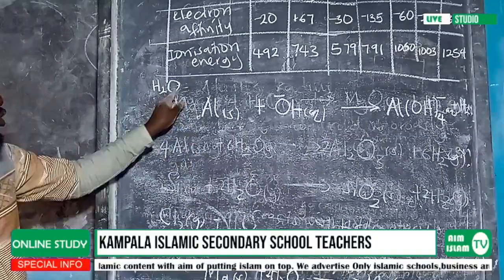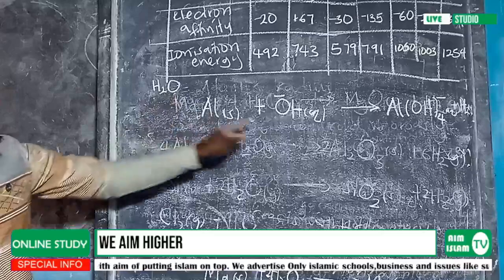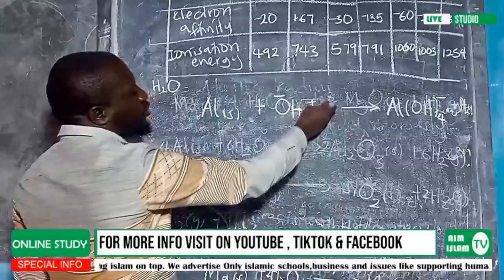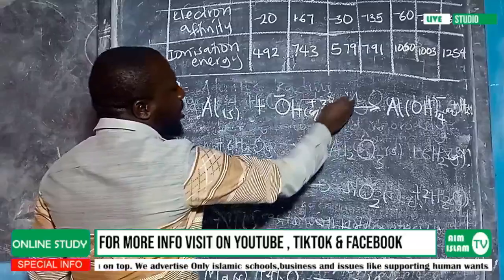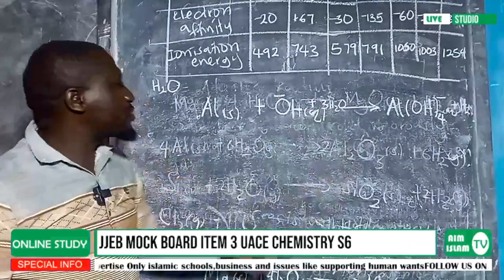So in a water molecule, you have how many oxygen atoms? You have only one. Yet on the other side, there are four. So you need three more water molecules. Three water molecules.